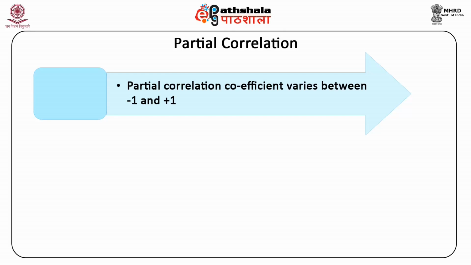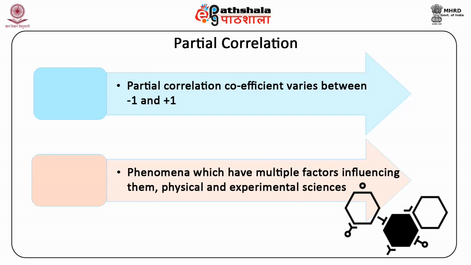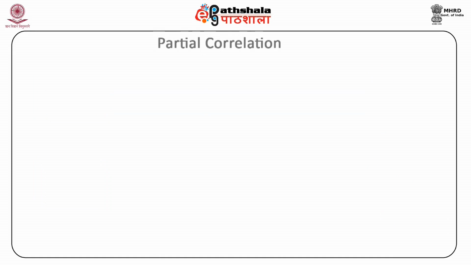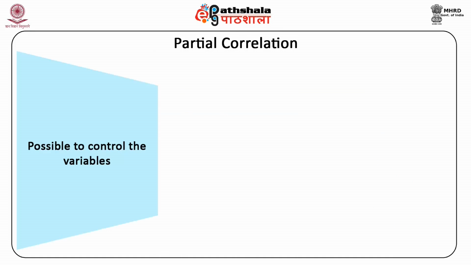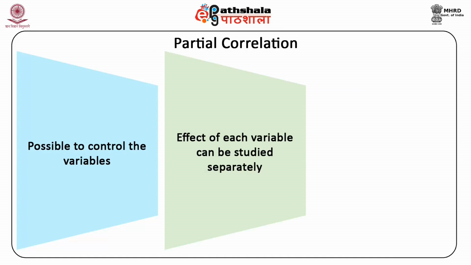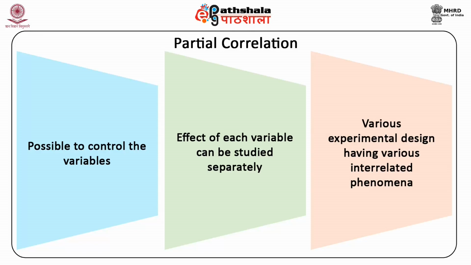Its calculation is based on the simple correlation coefficient. Partial correlation analysis has great importance while studying phenomena which have multiple factors influencing them, especially in physical and experimental sciences. In such cases, it is possible to control the variables and the effect of each variable can be studied separately. This technique is of great use in various experimental designs in which various interrelated phenomena are to be studied.